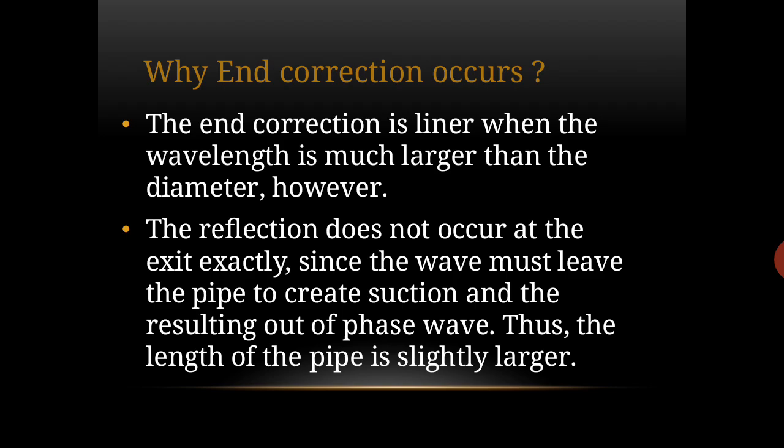Why does end correction occur? The end correction is linear when the wavelength is much larger than the diameter. However, the reflection does not occur exactly at the exit, since the wave must leave the pipe to create suction and the resulting out of phase wave. Thus, the length of the pipe is slightly larger.